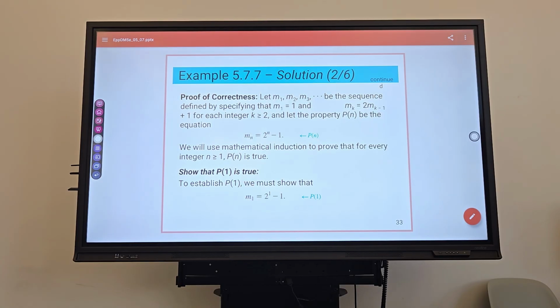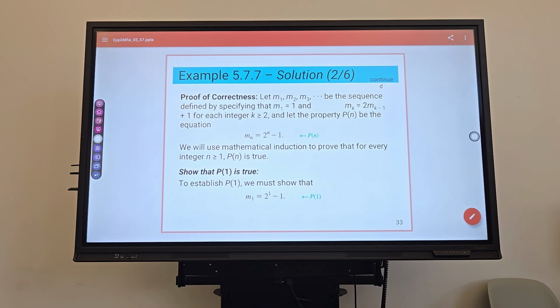Proof of correctness. Let M sub 1, 2, 3, etc. be the sequence defined by specifying that M sub 1 equals 1 and M sub k equals 2 times M sub k minus 1 plus 1 for each integer k greater than or equal to 2. And let the property P of n be the equation here, M sub n equals 2 to the n minus 1. Use mathematical induction to prove that for every integer n greater than or equal to 1, P of n is true.